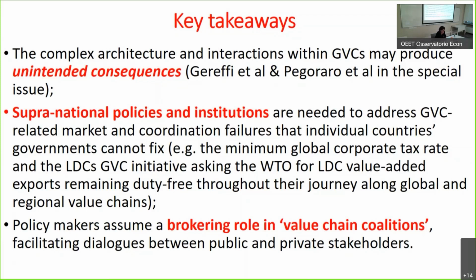one of the results of the G20, but also, and maybe less known, this recent LDCs' GVC initiative, which was promoted for asking the WTO to introduce a sort of duty-free export for exports coming from the least developed countries throughout the whole value chain. So there is this request at the level of the WTO to try to offer duty-free export to LDCs along the value chain. So all these kinds of initiatives cannot be single-country initiatives. They require some kind of supranational coordination.